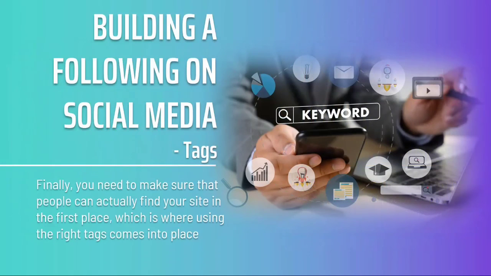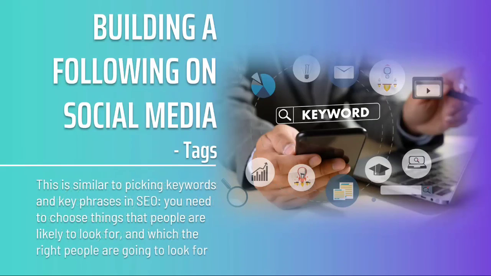Tags. Finally, you need to make sure that people can actually find your site in the first place, which is where using the right tags comes into play. Tags work on Instagram just the same way they work on Twitter. You use a hash next to the word that you think people are going to search for, and that way people can start browsing by theme. This is similar to picking keywords and key phrases in SEO.